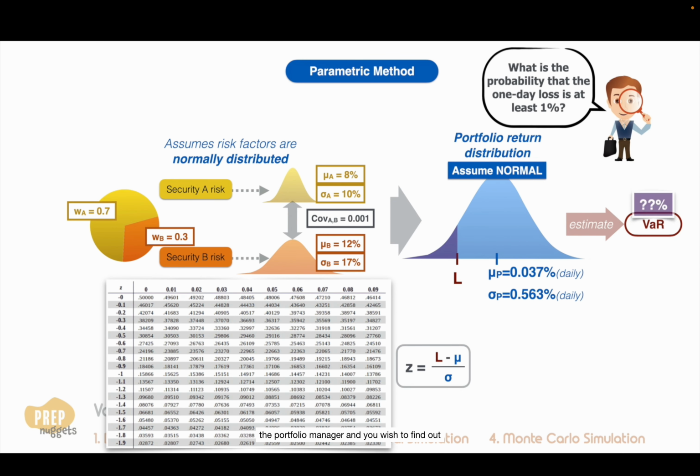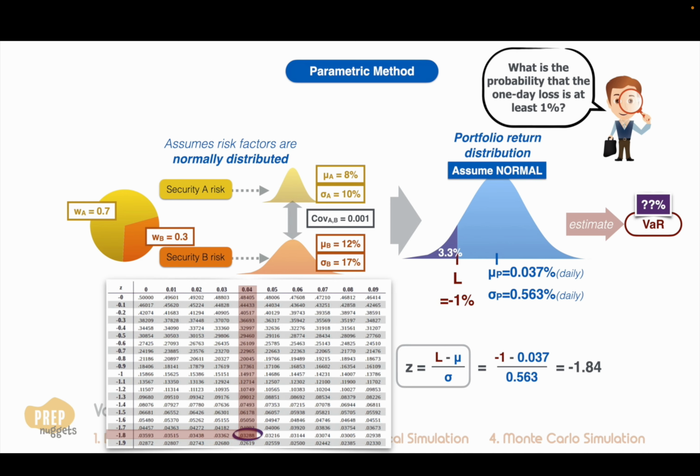Imagine you are the portfolio manager and you wish to find out the probability that the one-day loss is at least 1%. In this case, the value of L is minus 1%, and we want to determine the probability here. Let's calculate the Z statistic, which works out to minus 1.84. Look this up on the Z table, we get a corresponding probability of 3.3%. We can say that the probability of a loss of more than 1% on any given day is 3.3%.